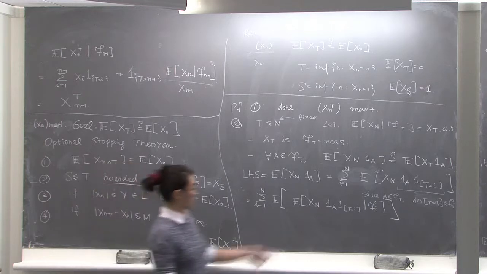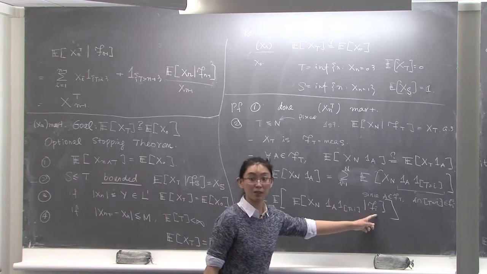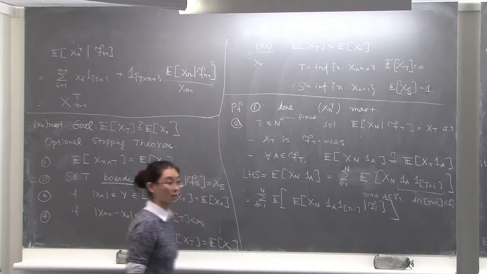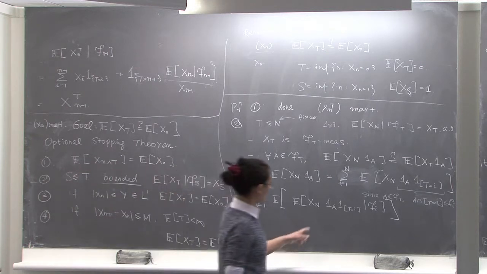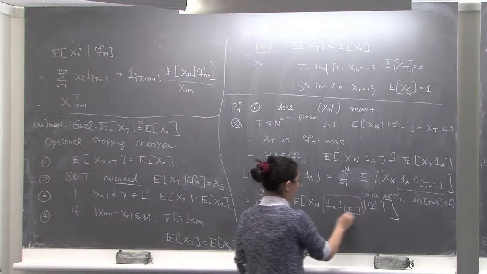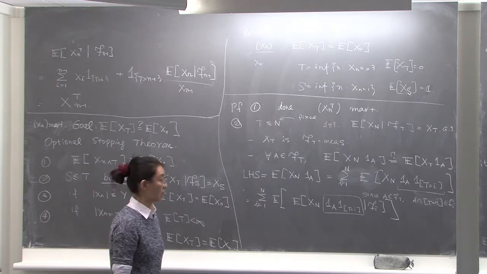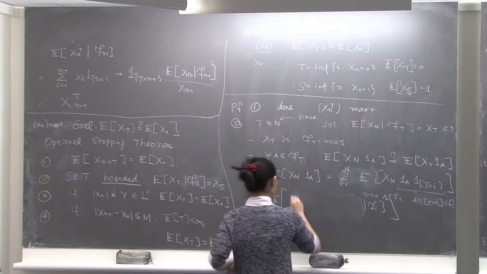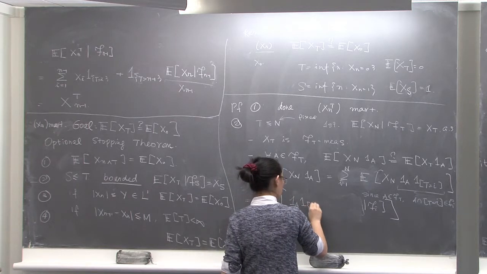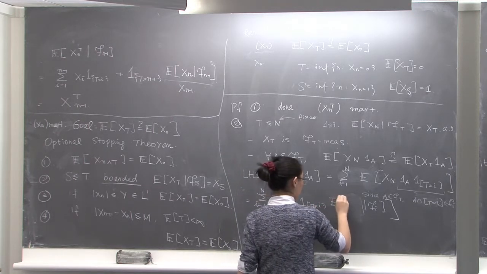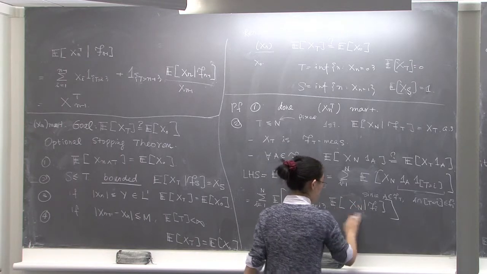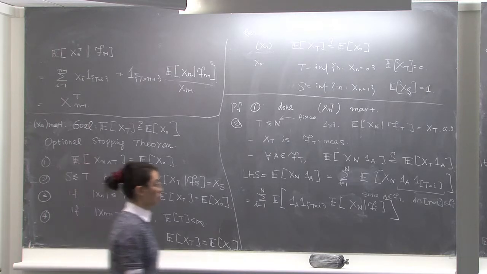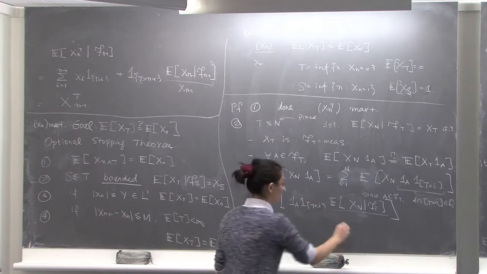By the tower law, in fact I have done nothing: I first take a conditional expectation with respect to Fi and then take expectation. It is the same as taking the expectation directly. And for this part, we know that this guy is containing Fi, so we can take out what is known. Here we take out what is known. And then since Xn is a martingale, we know that this part equals Xi.